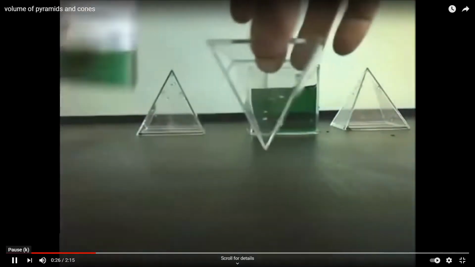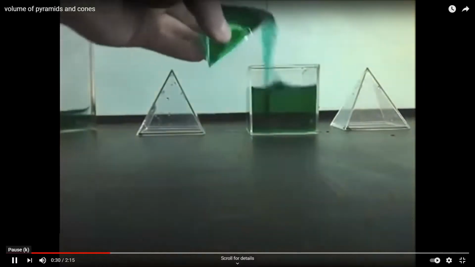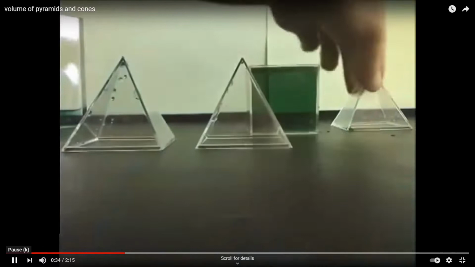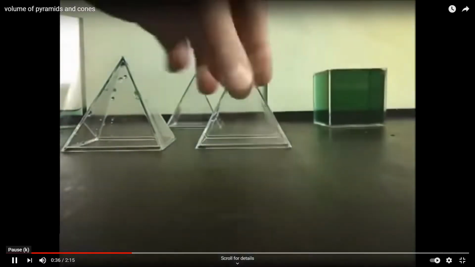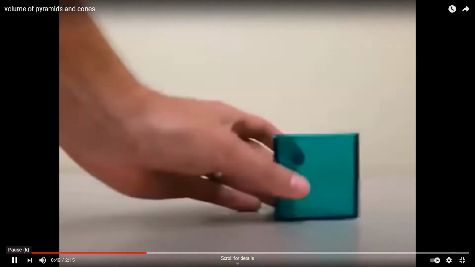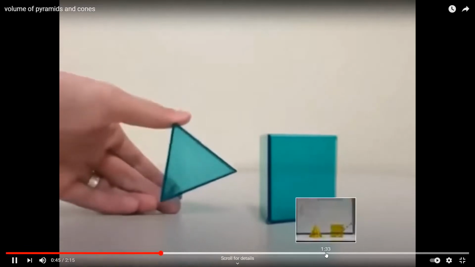Okay, so twice is not enough. It looks like it actually took 3 pyramids with the same base to fill up the prism of the same base. And so let's jump to this one.